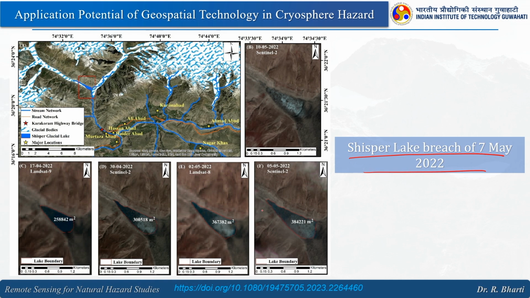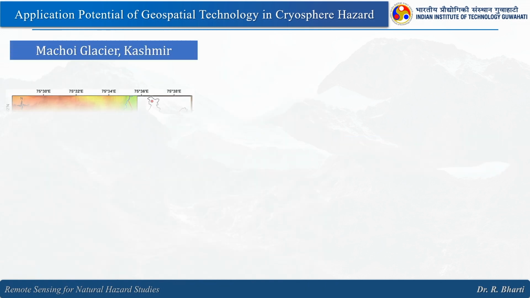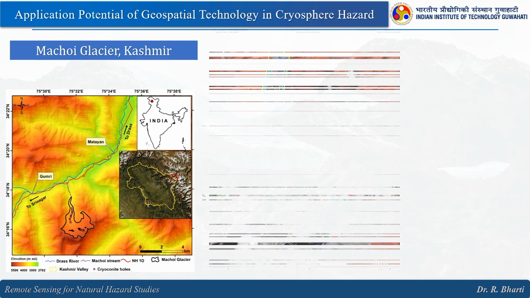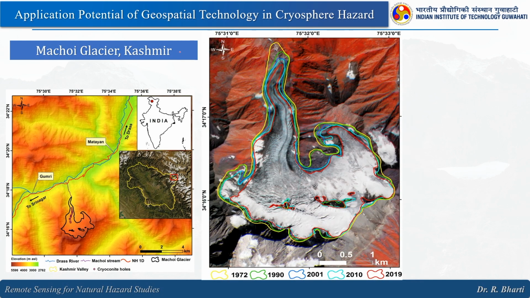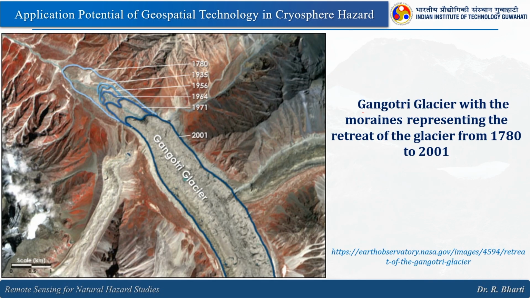Here also we have utilized the remote sensing data products as well as the field information to further monitor the lakes, right. This example is from Machoi Glacier, Kashmir, how it is changing its shape and size over the time, that is also given here. This is from Gangotri Glacier with the moraines representing the retreat of the glacier from 1780 to 2001.